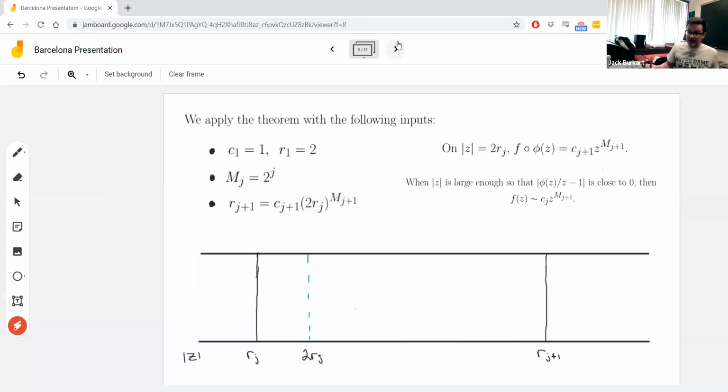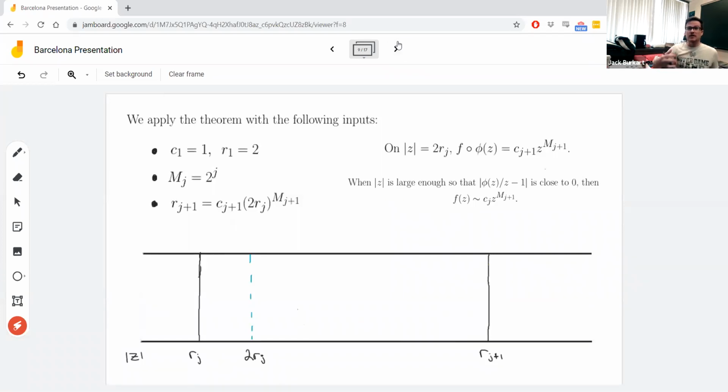Unless there are any questions, let's talk about how we can apply this theorem to construct Julia sets with nice circular C1 boundary components, or Fatou components with that. So we're going to apply our main theorem with the following inputs. We need some starting inputs. We choose the c1 term to be 1, and we'll choose R1 to be 2. It's convenient for a lot of calculations to let the powers of the mappings be powers of 2. So 2, 4, 6, 8. So we'll let mj be 2 to the j.